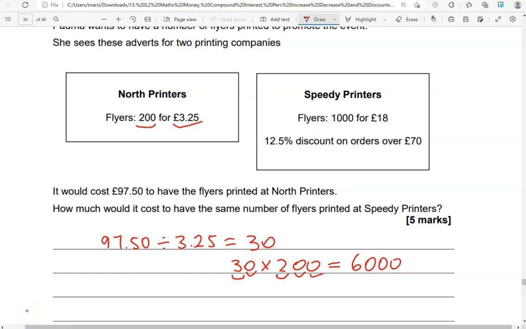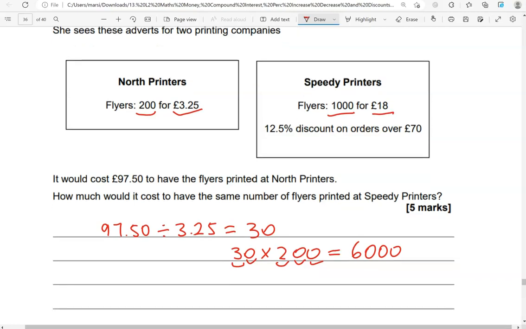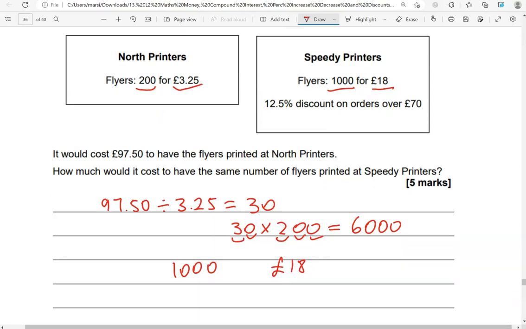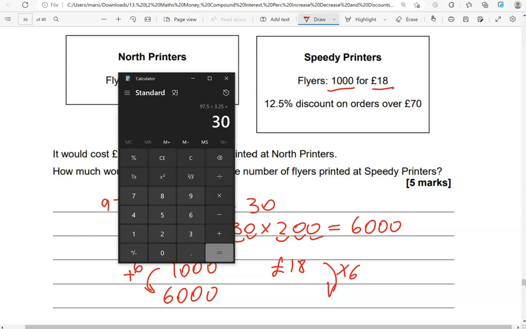So at Speedy Printers, 1,000 of them cost £18. So 6,000 of them, that will be 18 times 6, which is £108.